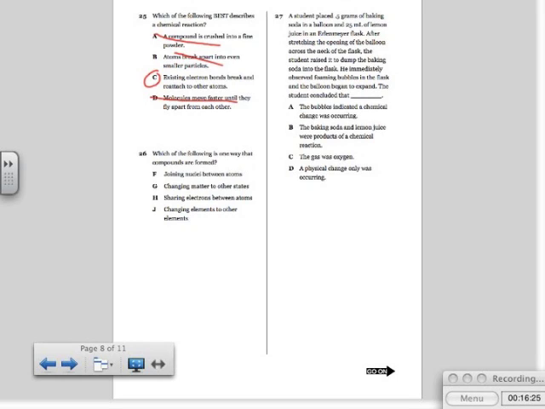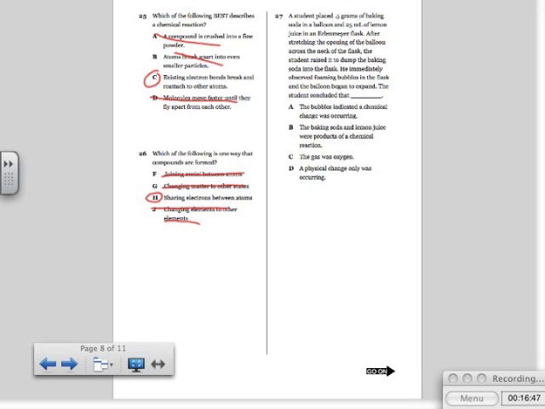Okay, 26. Which of the following is often the way that compounds are formed? Joining nuclei between atoms? No. The nuclei don't join. Changing matter into other states? That's a physical change. Sharing electrons between atoms? Yes. Changing elements to other elements? No, they don't change to other elements.